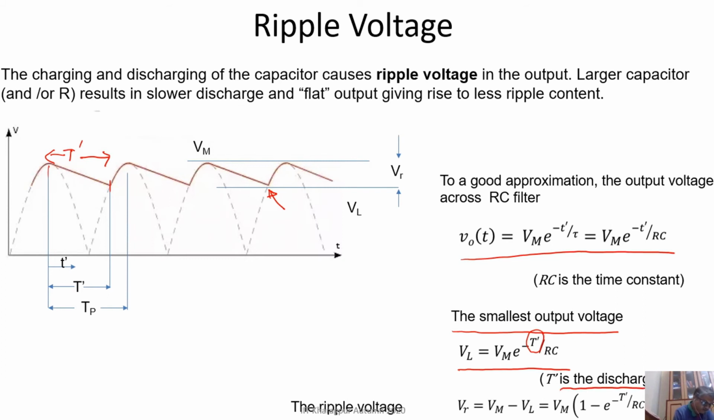discharge time, right? So V ripple, that is the ripple voltage or the variation in the output voltage, is basically Vm minus VL. The ripple voltage can be designated as VR. VR is equal to Vm minus VL, and if you just substitute VL, then you will get this.